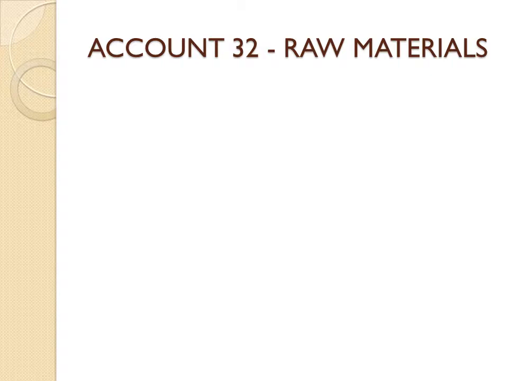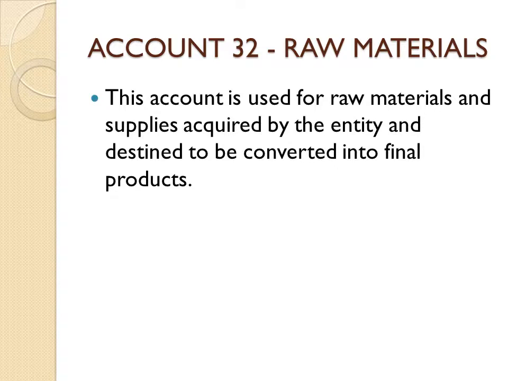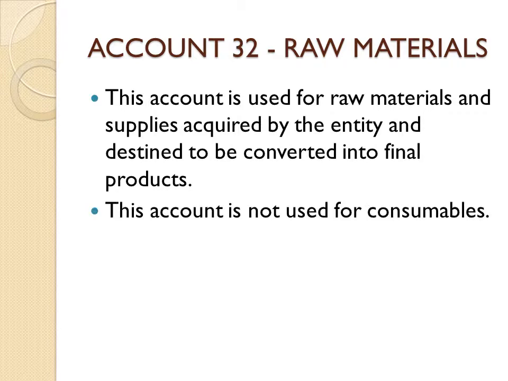After having defined some general terms, inventory, periodic inventory system, and the perpetual inventory system, let us enter into the subject matter of our video presentation, Account 3.2 raw materials. This account will be used for raw materials and supplies acquired by the entity and which are destined to be converted into final products. It therefore means that consumables will not be accounted for under Account 3.2.